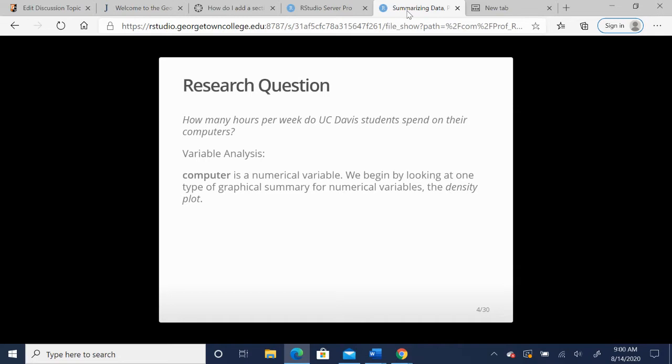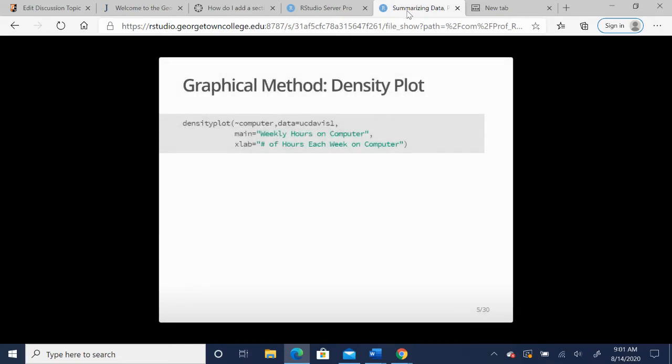So we're going to begin by looking at one type of graph. It's a graphic summary for numerical variables called a density plot. So the first thing we're going to do is learn the new R command for creating a density plot. It's actually a very simple command. densityplot, parentheses, twiddle, the numerical variable that you're looking for, and then of course the data set.